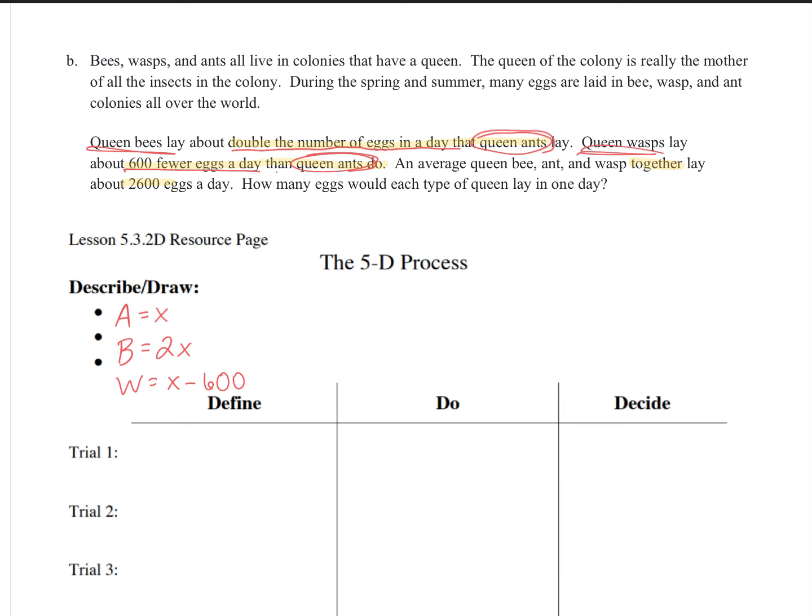So if I wanted to draw a picture to represent this, I'm really going to use a 2D model here again. If the number of eggs that a queen ant lays is X, and the number of eggs that a queen bee lays is 2X, and the number of eggs that a queen wasp lays is X minus 600, this total right here should be equal to 2,600. So let's jump down into the table and fill in some of that information.